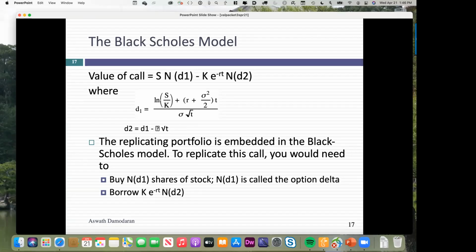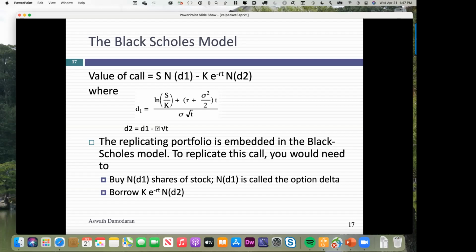And embedded in the Black-Scholes is the replicating portfolio. This N of D1 is called the option delta. It's the number of shares in the underlying stock you will need to buy to replicate the call option. Remember the binomial, where we came up with that? It's hidden in the Black-Scholes. You're saying, what the heck is K e to the minus RT? You know what K e to the minus RT is? It's the present value of the strike price. You're saying, why am I taking the present value of the strike price? Because you don't have to pay it till 2 years from now, or 5 years, till the option expires. K e to the minus RT times N of D2 is what you need to borrow.